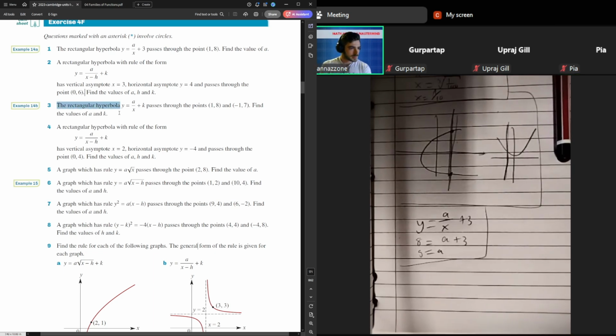Cool. Okay. Won't necessarily do question 3. This time we got 2 points. We won't do the actual arithmetic unless you want to see it. What strategy do we need to know how to use if we have 2 points and 2 unknowns? Do we set up simultaneous equations? Absolutely. Yeah, set them up.